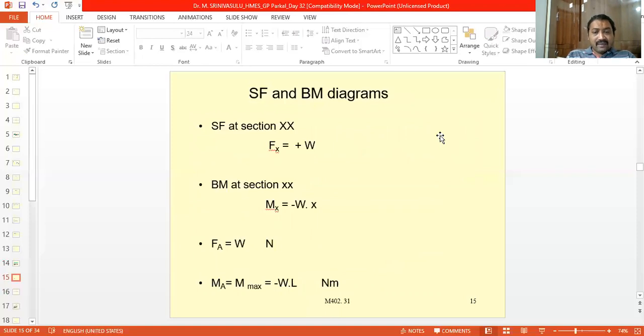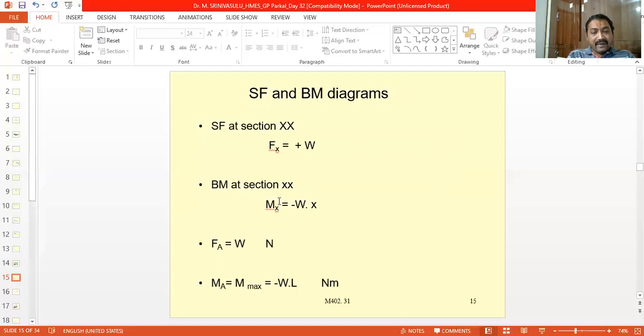But the bending moment is what? Minus W into x. Here, minus W into 0. So this becomes minus W into 0, which is equal to 0. Therefore, the bending moment at point B is equal to 0. So now we know the certain points are A, B and C. A, B and X, that is the point C.